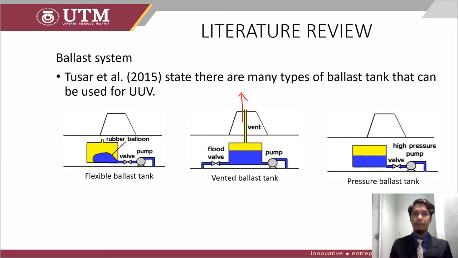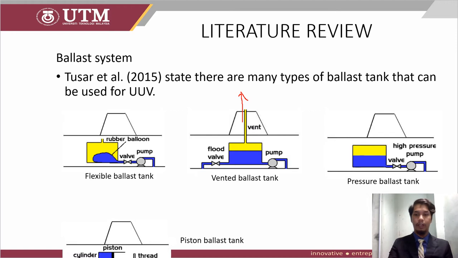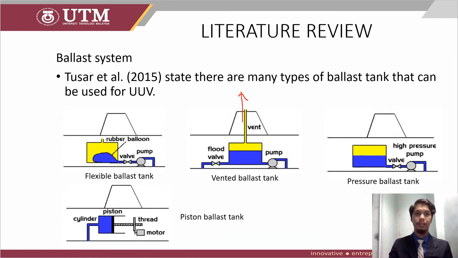The air is trapped inside the ballast tank and is compressed when water is pumped inside the tank. The last one is the piston ballast tank, which consists of a cylinder and a movable piston. The piston can be moved with a threaded shaft, motor and spindle nut bearing. The piston is sealed with two soft O-rings to prevent water from leaking to the other side.